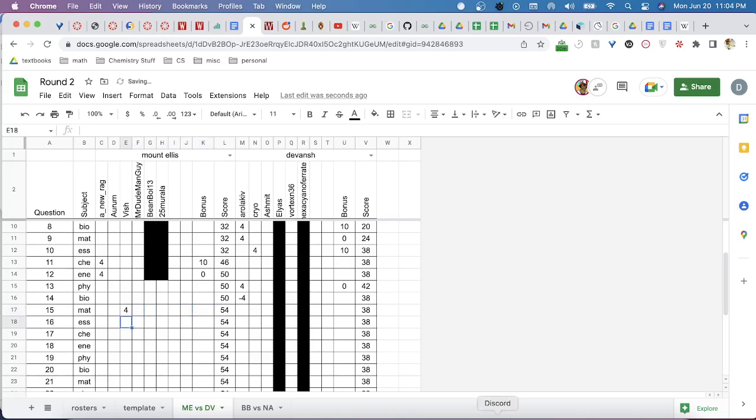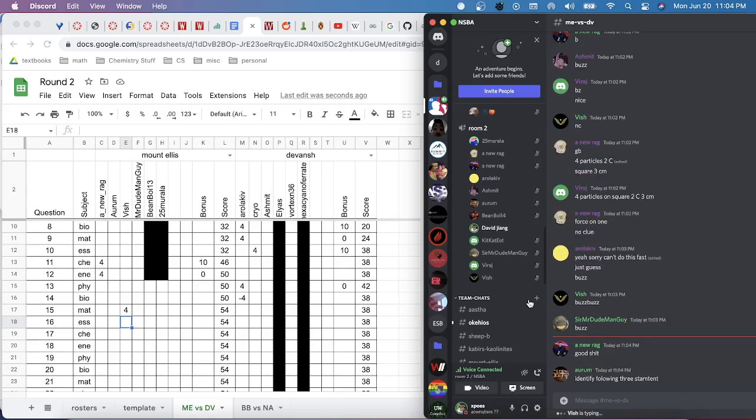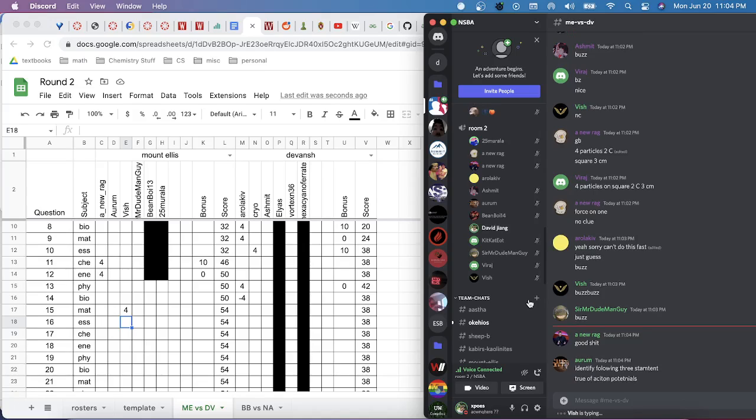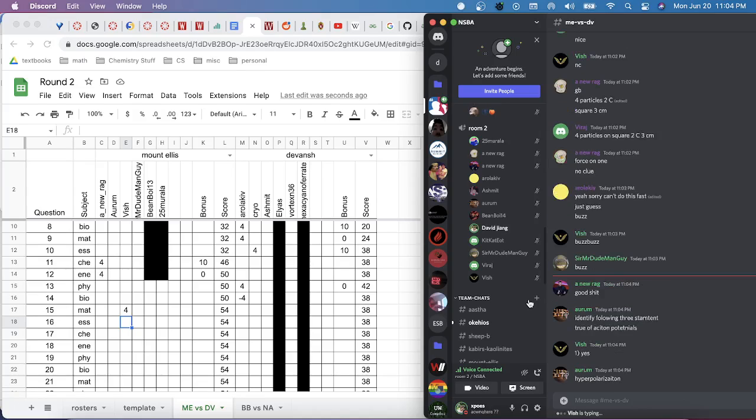Alright. Bonus biology short answer. Identify all the following 3 statements that are true concerning action potentials. 1. They generally occur after a hyperpolarization. 2. Their magnitude is independent of the strength of the stimulus. 3. Immediately after an action potential, the membrane potential hyperpolarizes.